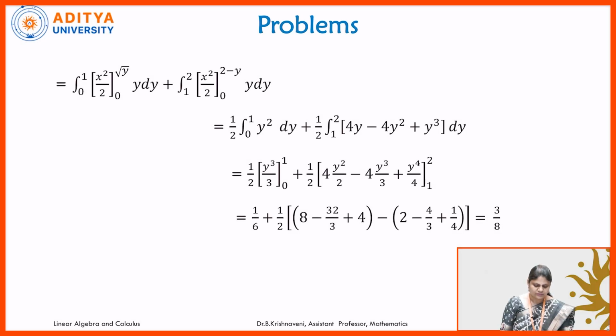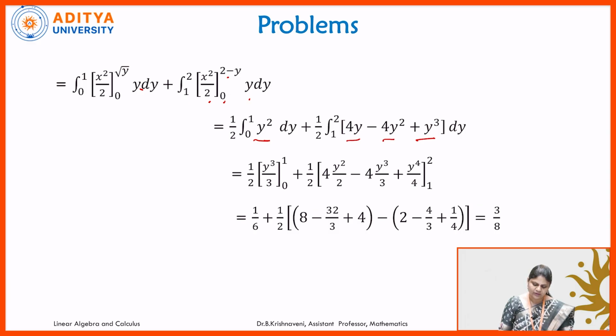So this equals the integral from 0 to 1 of x square by 2 between the limits 0 to y, times y dy, plus the integral from 1 to 2. In the second part, the x integration is x square by 2 between the limits 0 to 2 minus y, times y dy. Substituting the limits, you get 1 by 2 integral 0 to 1. The upper limit root y whole square means y, so y into y is y square, plus the lower limit 0, plus 1 by 2 into the upper limit substituted, and after simplification, 4y minus 4y square plus y cube.